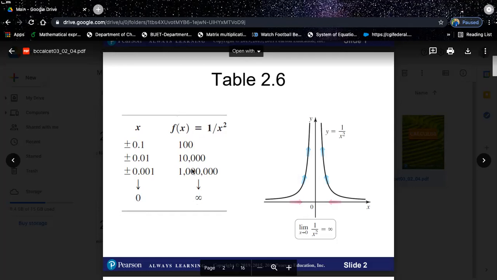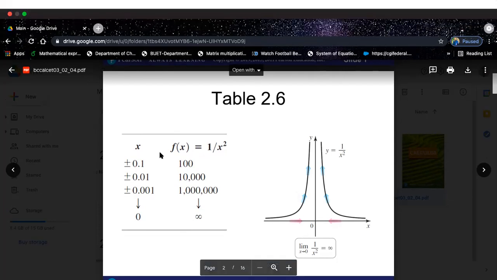Does it make sense? Yeah, it makes sense. Perfect. Now let's look at the graph.